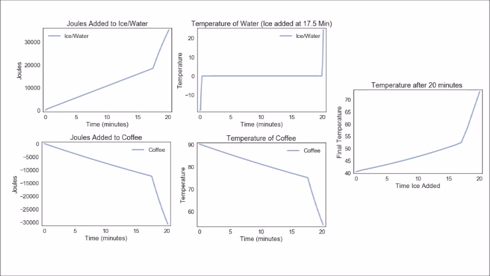To make our final model, we did this process several times, and each time we changed the time at which the ice cube was added to the coffee. At the end of each process, we took data from the last point on each of these graphs to compute the final temperature of the coffee.